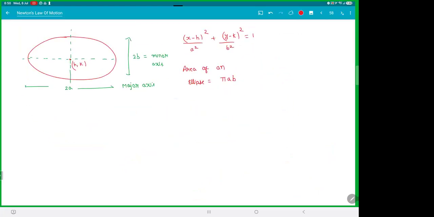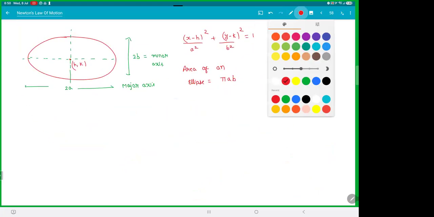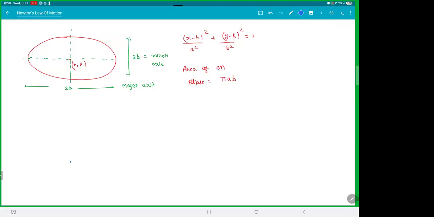How do you draw an ellipse? An ellipse has a very beautiful property. You take two fixed points, let's say S1 and S2, and take a string tied to these points. Then take a pen or a pencil and make the string tight. Put it there and keep the string tight like this. Now try to draw a circle, keeping the string tight. The shape you get is an ellipse.